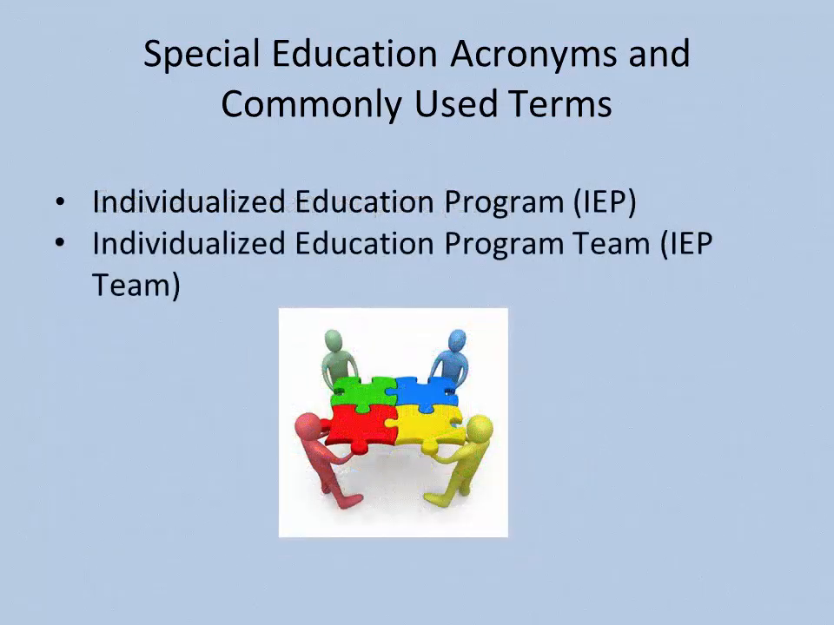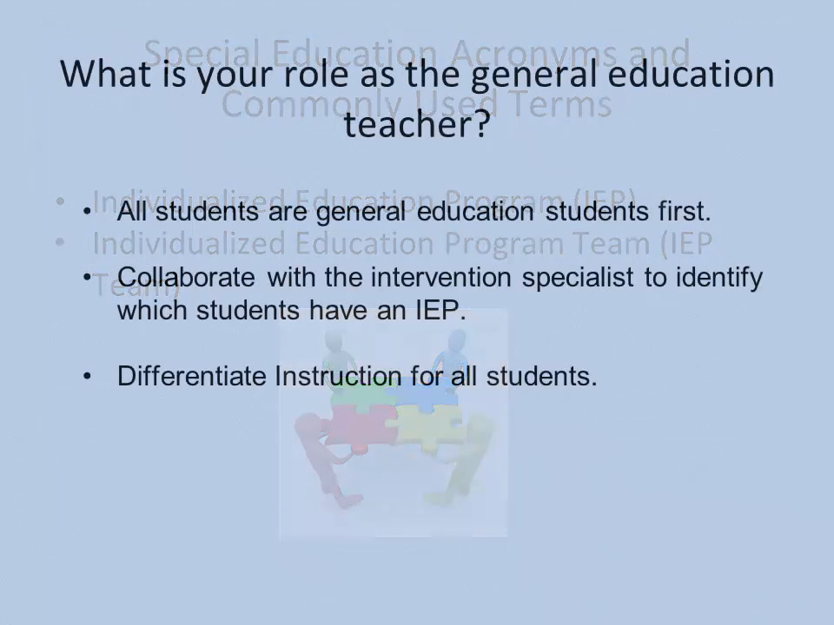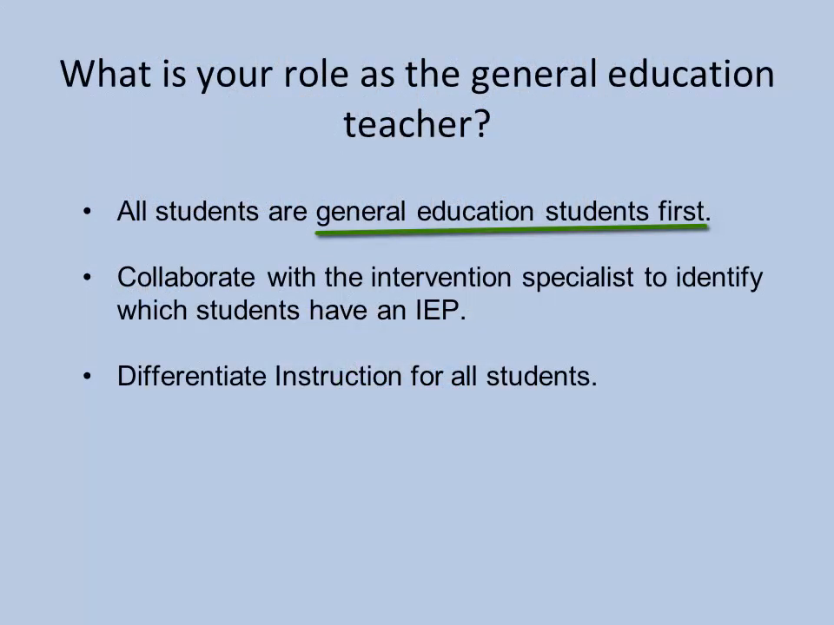An Individualized Education Program, or an IEP, is a legal document designed by a team of educators, specialists, and the child's parents. It outlines the child's learning and/or behavioral goals and objectives. An Individual Education Program team is a group of individuals responsible for developing, reviewing, or revising an IEP for a child with a disability. All students are general education students first.